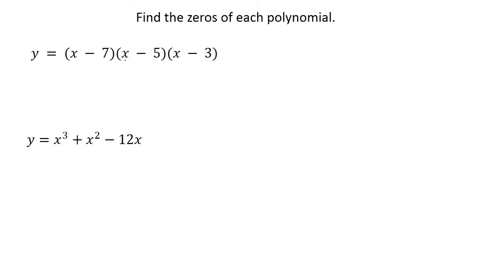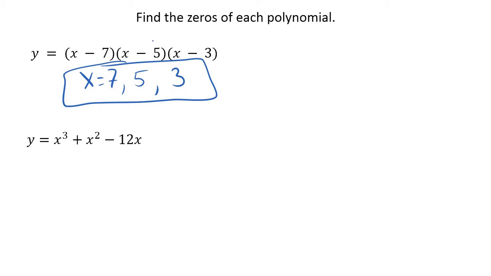So anything you plug in here that would make one of these 0 is a zero, or a factor, of the polynomial. And so x could be 7, because if I put 7 right here, that would be 0. It could be 5. Put 5 right there, it would be 0. Or it could be 3. So again, if they say find the zeros and they give you factored form, super, super easy to do that. How about this one?